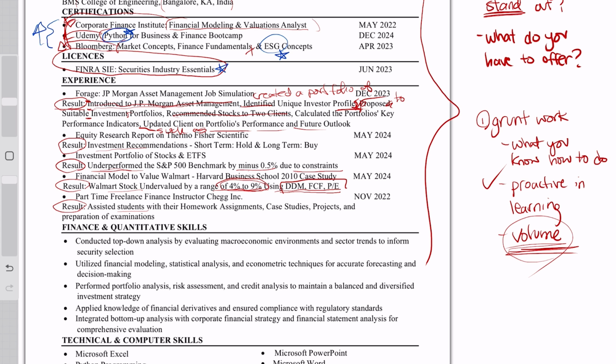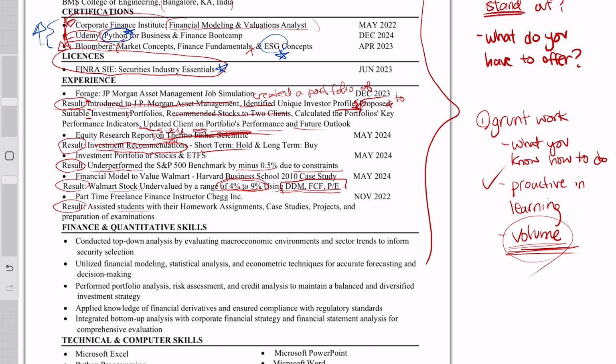So you have to take that out and say something like researched and wrote equity research reports for the top 10 pharma, medical device companies, or healthcare or insurance companies, whatever it is. Again, showing your critical thinking skills. Instead of saying your recommendation is just short-term hold and long-term buy, write a sentence about what you learned or what your opinion is about the equity research that you wrote on in that industry. So I would write that as a bullet point instead.